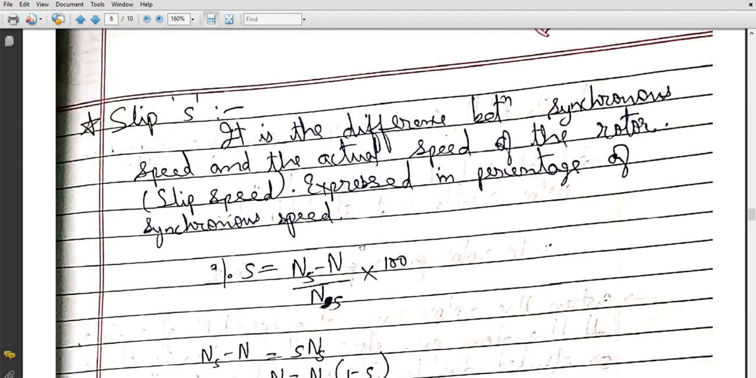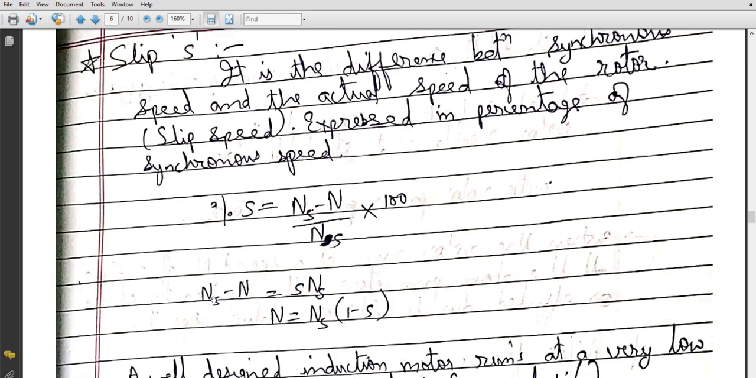So now this is slip. What do you mean by slip? It is the difference between synchronous speed and the actual speed of the rotor. This is the synchronous speed, the synchronous speed of the stator field. This is the speed of the stator field, ns, and this is the speed of the rotor. Mind it very carefully that this is the speed of the rotor and not the rotor field. The speed of the rotor field is different. You should be very careful about this thing.